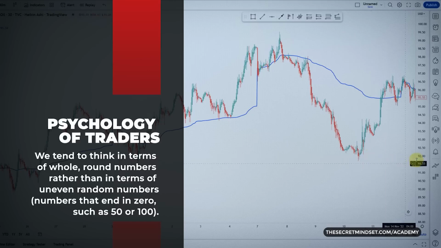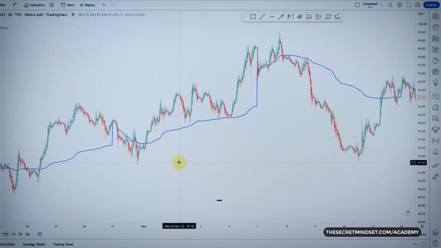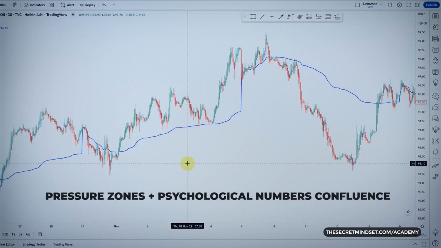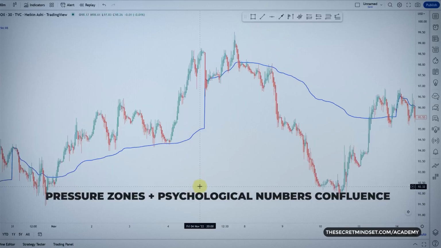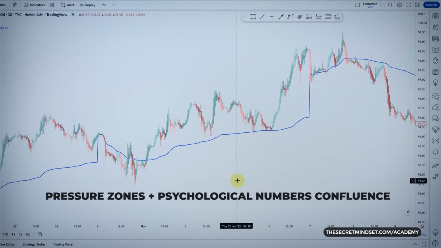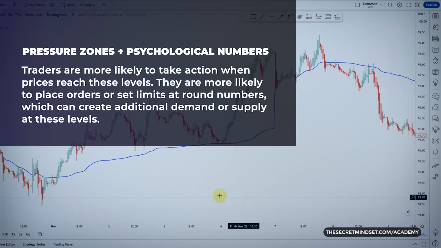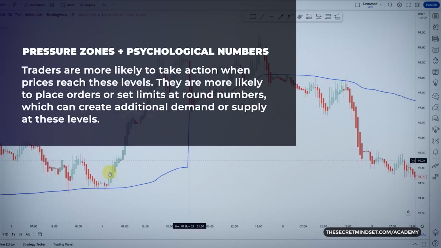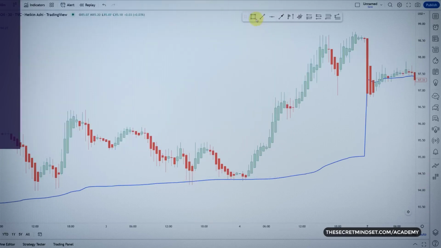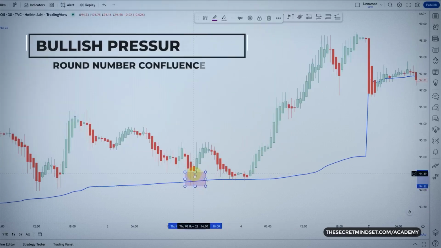Psychological numbers, also known as round numbers, are numbers that end in zero, such as 50 or 100. These levels go under the radar of many traders, but these are very important in trading because they are often used as reference points. Traders are more likely to take action when prices reach these levels. They are more likely to place orders or set limits at round numbers, which can create additional demand or supply at these levels.